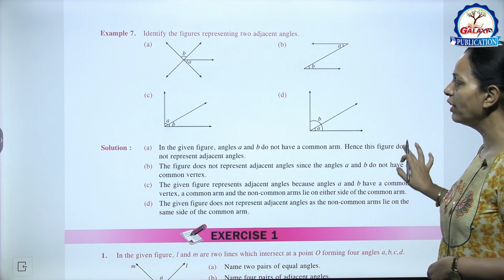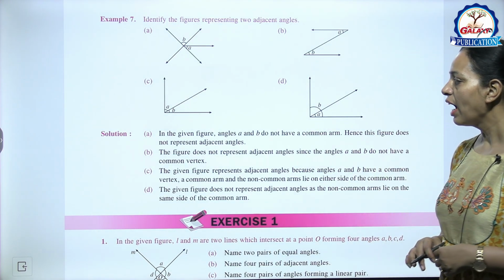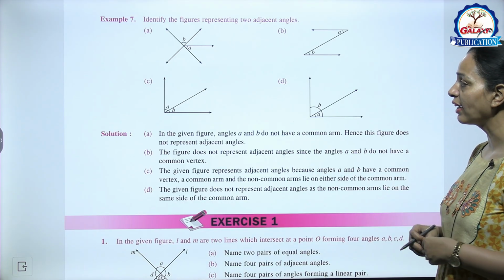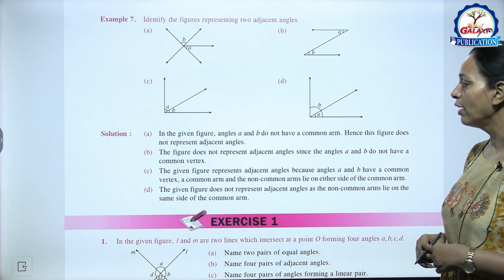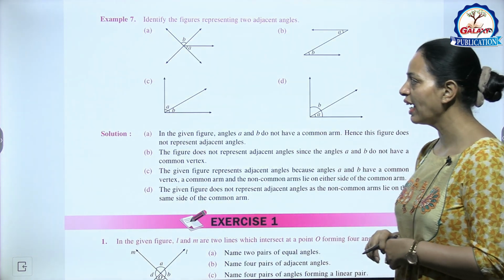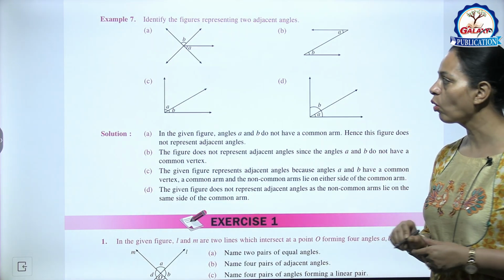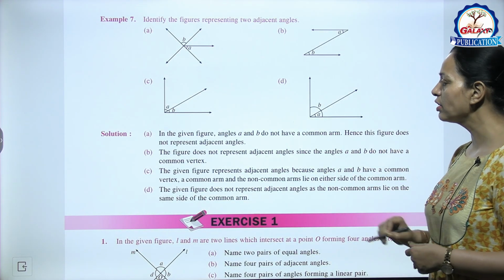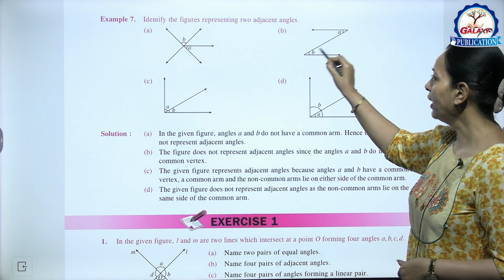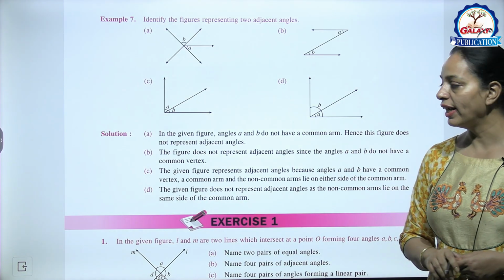Now example 7, identify the figures representing two adjacent angles. Now we have to identify the figures that represent adjacent angles. See now A part. So just check whether they are representing adjacent angles or not. No. In this figure angles A and B do not have a common arm. So this figure does not represent adjacent angles. Now B here A and B, they don't have a common vertex. So these are not adjacent.